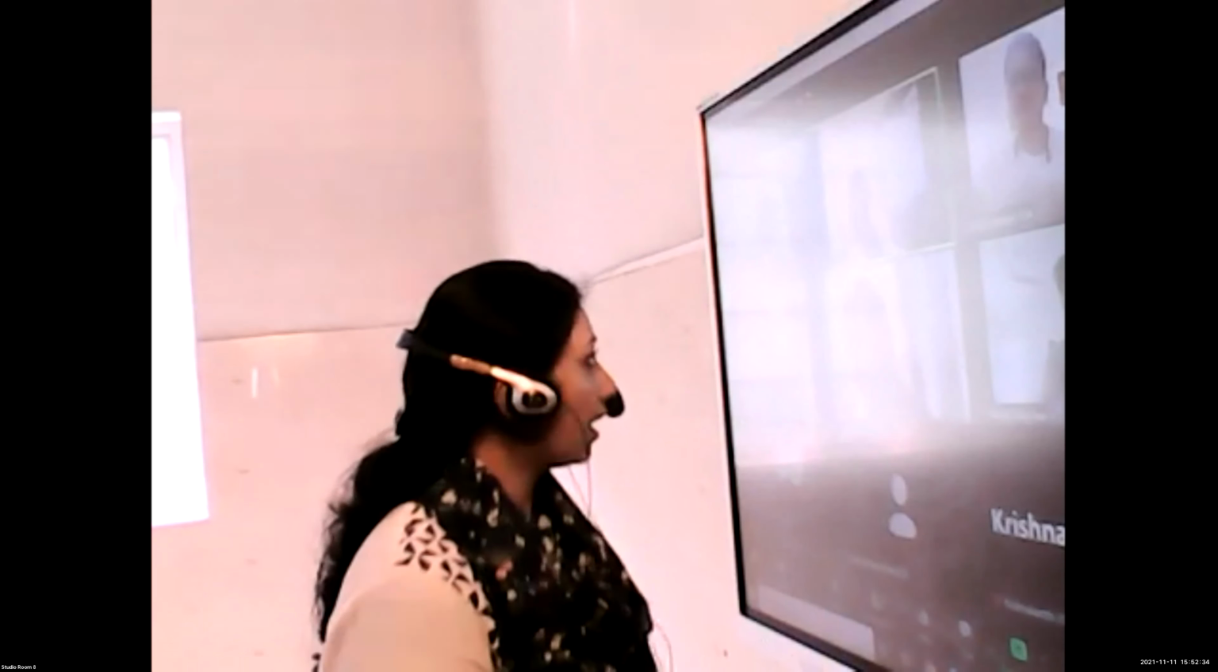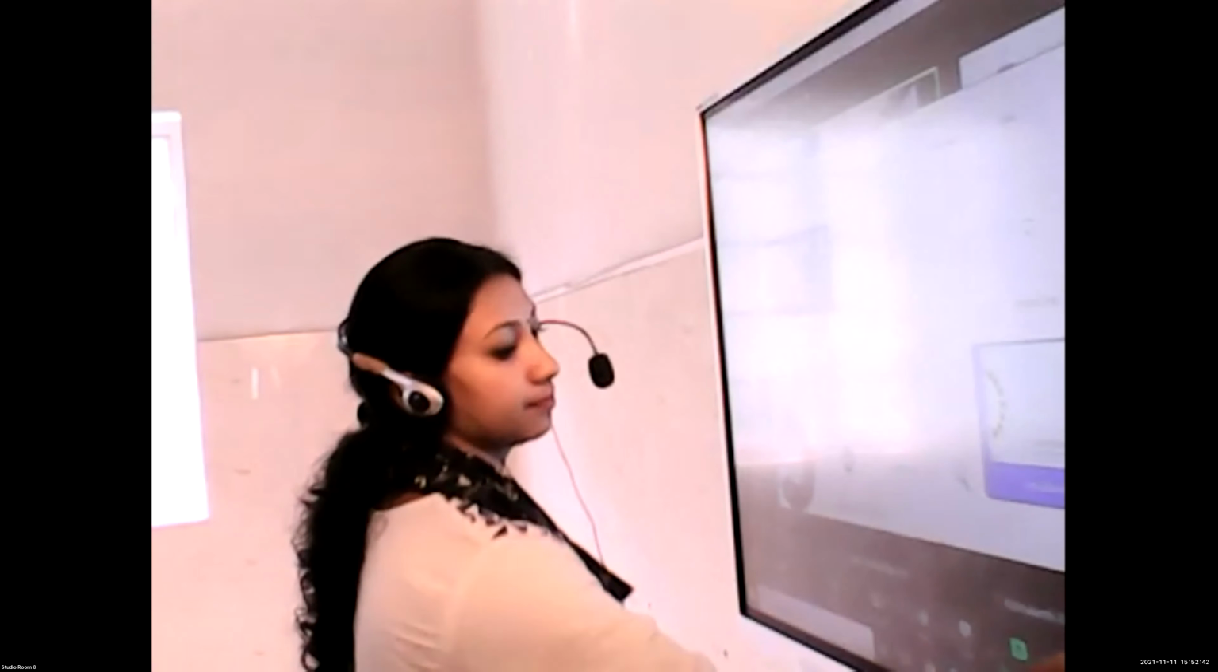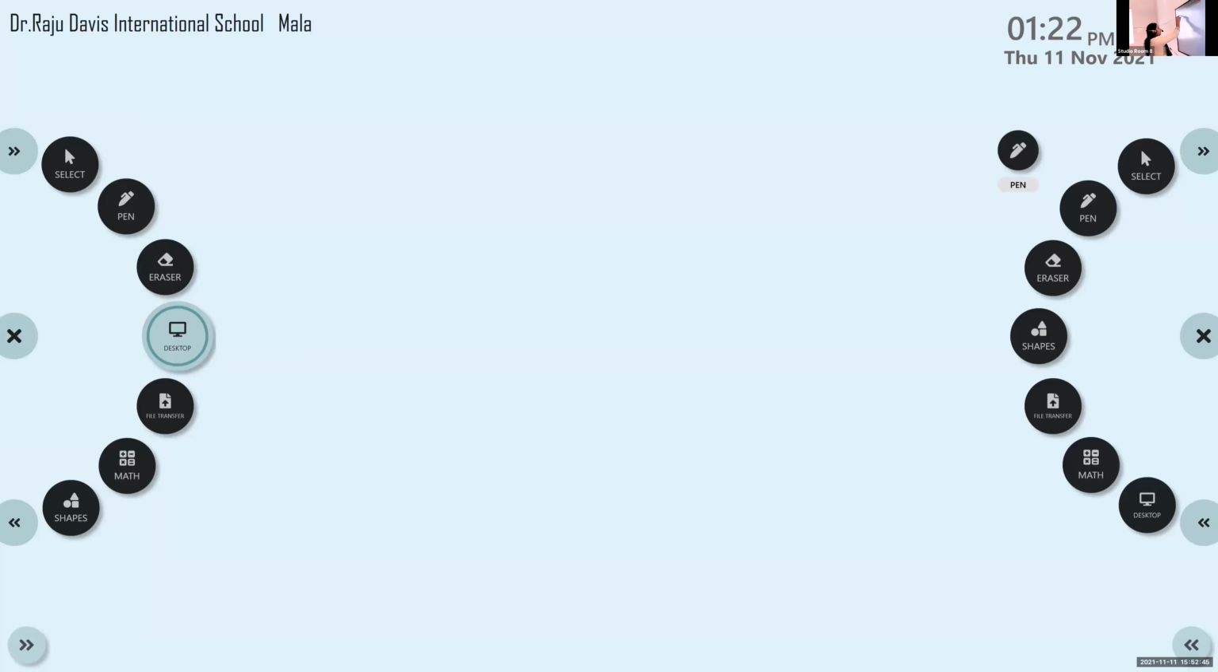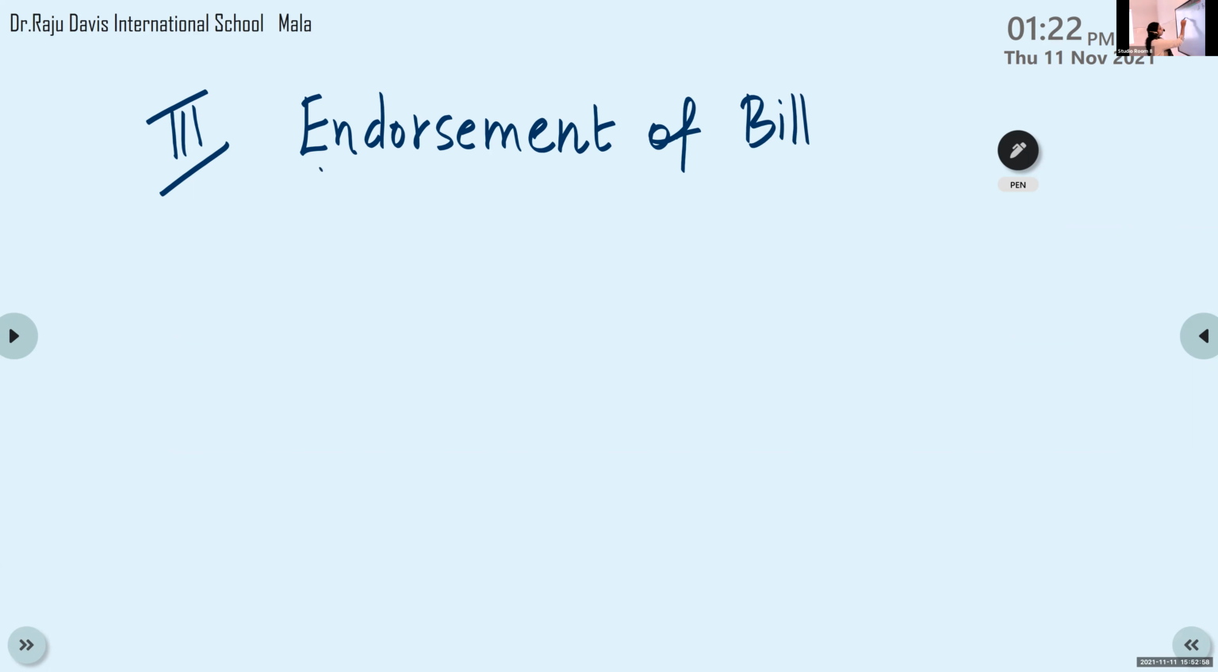So we are discussing bills of exchange. The first case is retaining of bills. Then we discussed the next set, that is discounting of bills. And now we are moving to the third one, that is endorsement of bill. Okay? The third set of transactions, the third case, that is endorsement. Endorsement of bill.